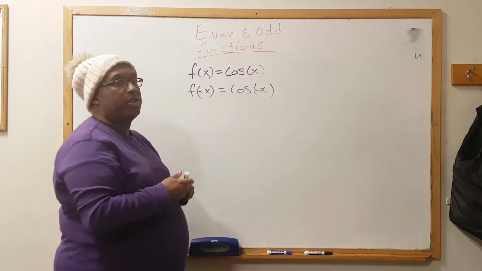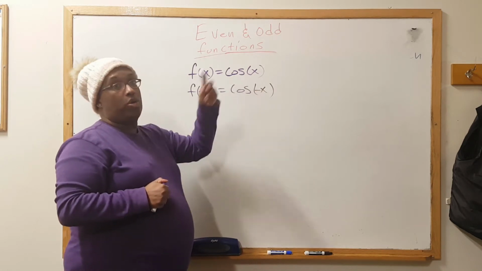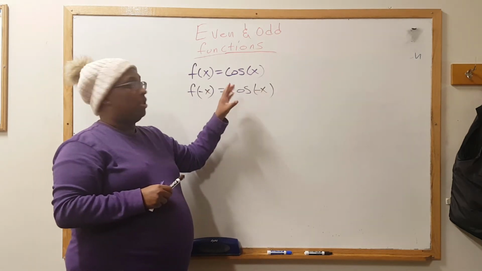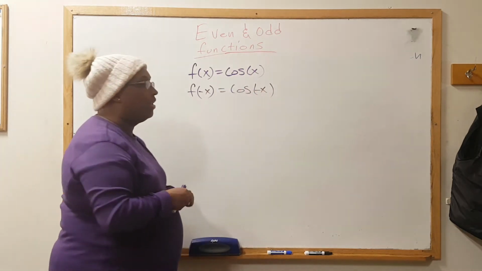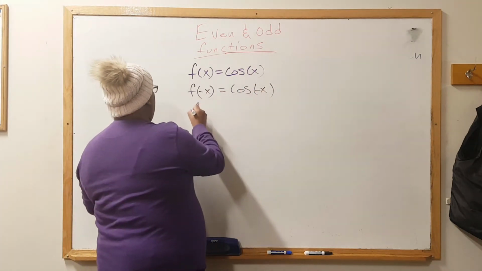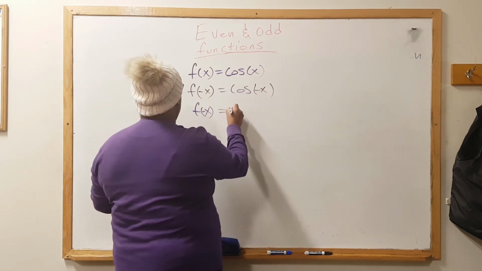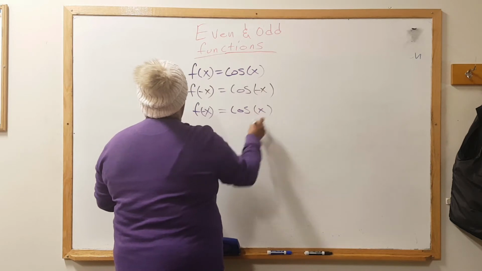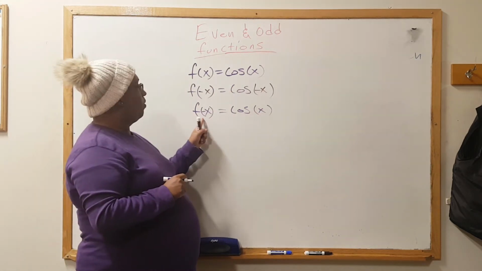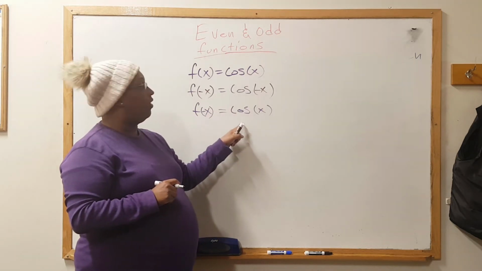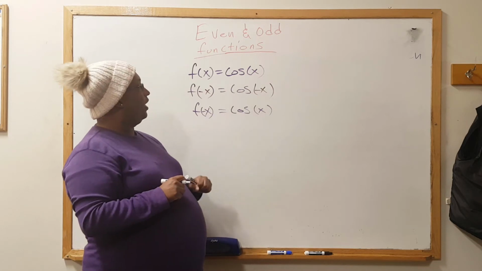So for the cosine function in trig, the negative goes away. I like to say the cosine eats the negative. So if the cosine eats the negative, we just get f of negative x equals cosine x, which is the original problem. And if we put in a negative and we get the original function out, that means it's an even function. So this is an even function.